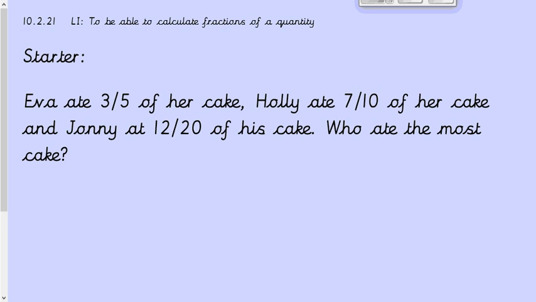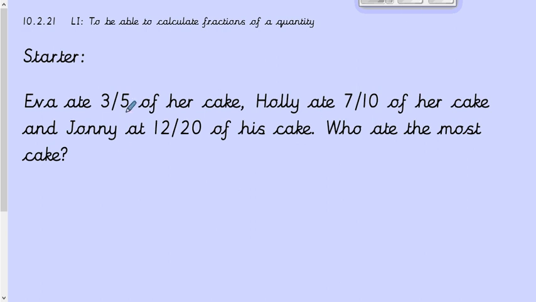Before we go into today's learning, have a go at the starter. It says Eva ate 3/5 of her cake, Holly ate 7/10 of her cake, and Johnny ate 12/20 of his cake. Who ate the most cake? So if you know straight away what to do, pause it now and have a go. If you're not sure, stay with me and then we'll go through it together.